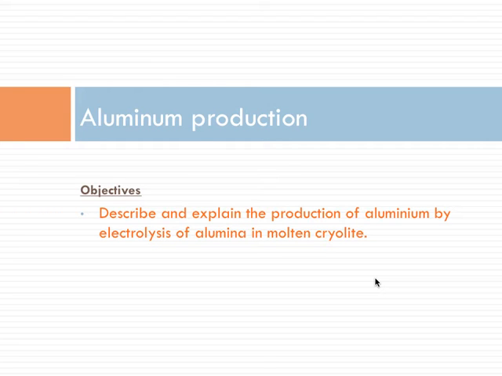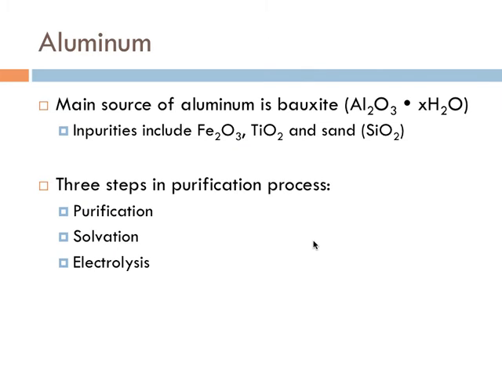Okay, so how do we produce aluminum? Specifically we're going to look at the electrolysis of alumina in molten cryolite. The main source of aluminum is an ore known as bauxite. It's hydrated aluminum oxide, and impurities include iron oxide, titanium oxide, and sand, silicon dioxide.